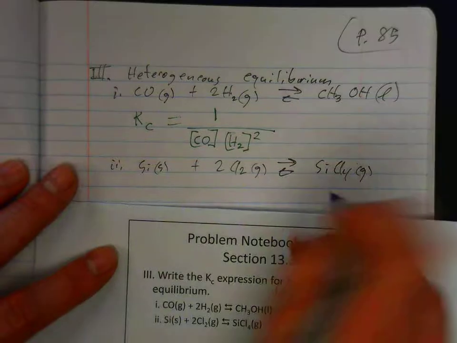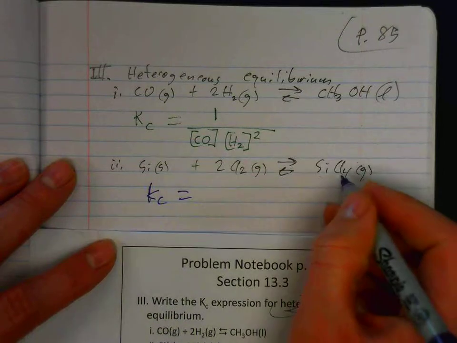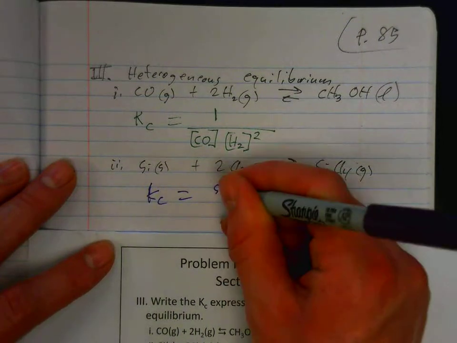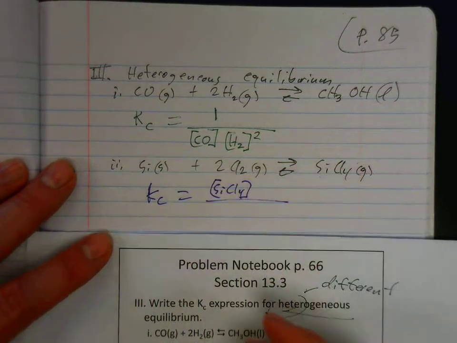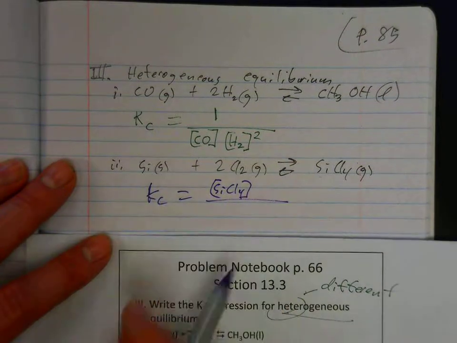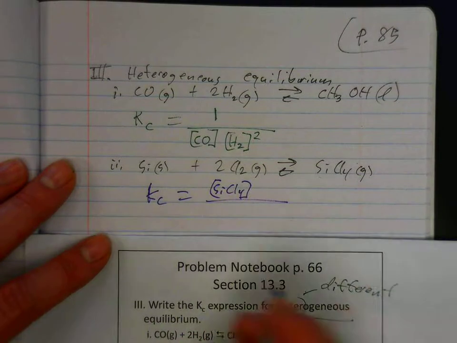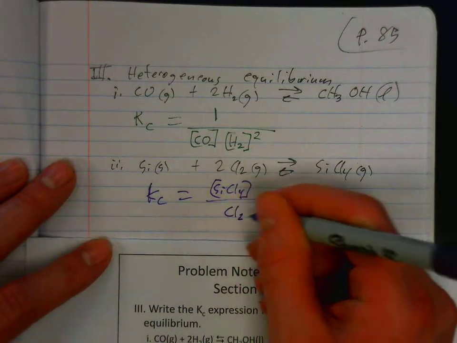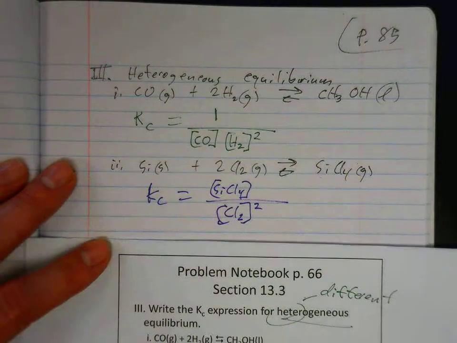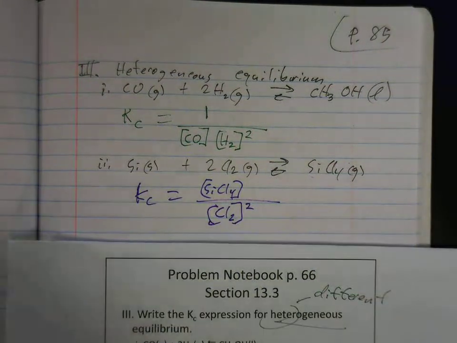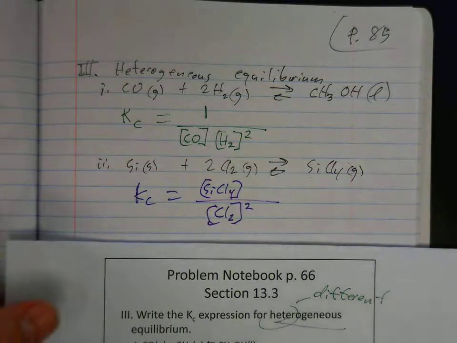So once again, the equilibrium expression, Kc, is the concentration of the products. It's a gas, so we can include that one, SiCl4, over the reactants. Now, in this case, silicon is a pure solid, and we won't include that. That just becomes a 1, and it drops out. But we do include the chlorine, Cl2, raised to the second power. And there's the expression.